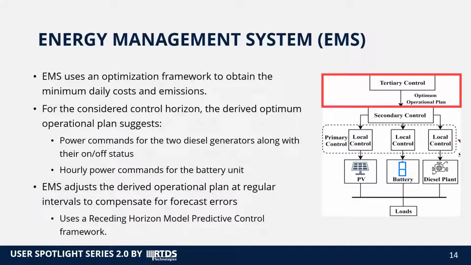The energy management system usually accommodates resource management and planning tasks over longer control horizons, usually spanning hours to days. The energy management system deployed uses an optimization framework to obtain the minimum daily cost and emissions. For the considered control horizon, the derived optimal operational plan suggests the power commands for the 2 diesel generators along with their on and off status, and the hourly commands of the battery unit. And to compensate for unanticipated events and unforeseen deviations in the predicted data, the energy management system adjusts the derived operational plan using a receding horizon model predictive control.